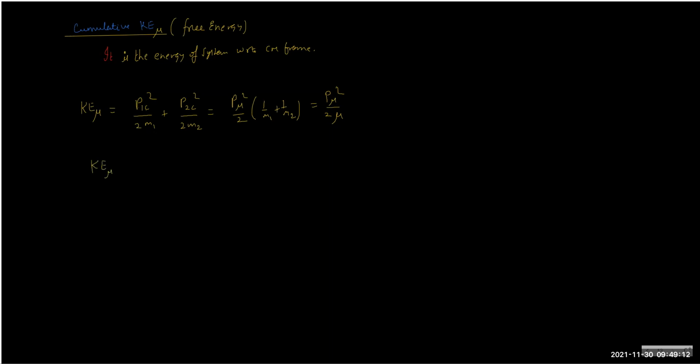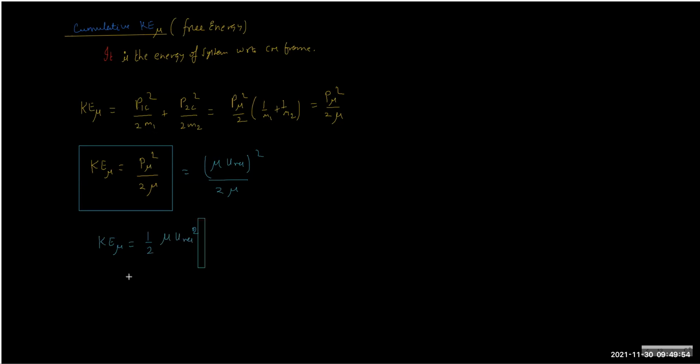So the cumulative energy is a very simple formula, P_mu squared by 2 mu. The mass is replaced by reduced mass, and this is how we convert the answer to the CM frame. Technically, it's very easy to remember. Just replace P by P_mu and m by mu, and then you're done. The other way of writing this: if you remember, P_mu was mu times U relative, so this becomes mu squared U relative squared by 2 mu, which is half mu U relative whole squared.